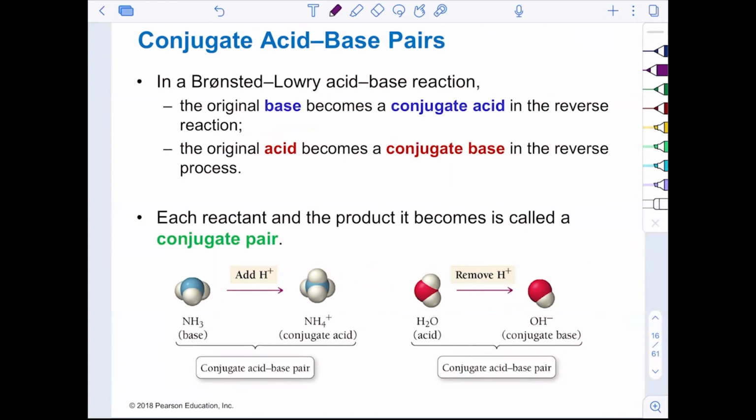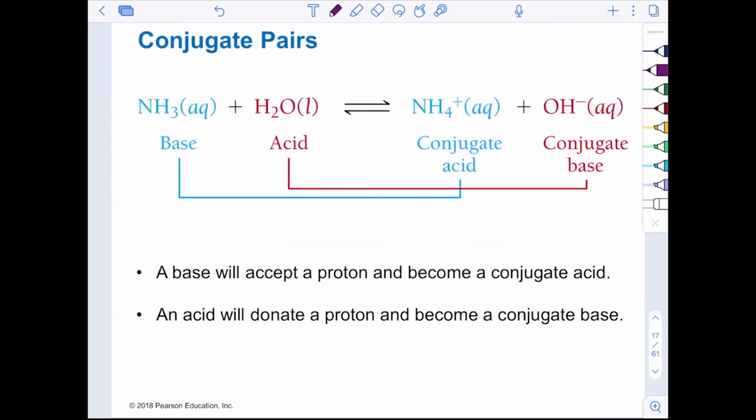Notice the difference. A base is adding an H plus cation, so you increase the charge by 1 positive unit and increase the H count by 1. And for an acid to become its conjugate, we are subtracting an H ion. So H2O becomes OH, and the charge was neutral. We subtract 1, and that's why we get a negative. The base will always accept the proton and become the conjugate, and the acid will always donate a proton and become the conjugate.